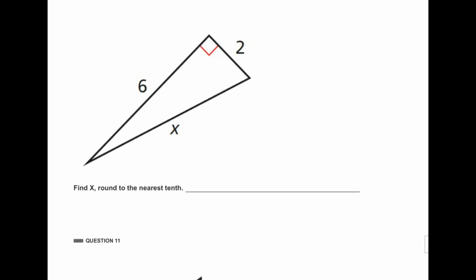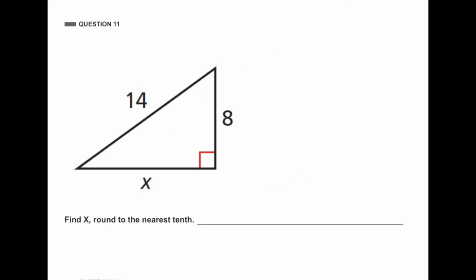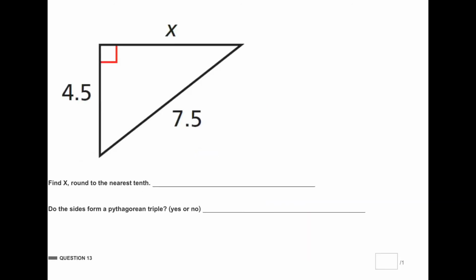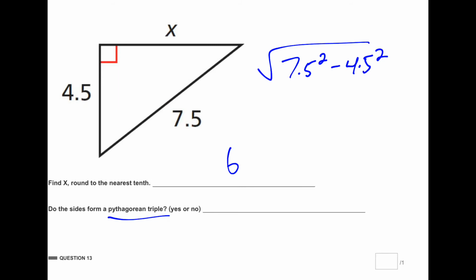The Pythagorean theorem problems look like this. I take the square root of 2 squared plus 6 squared in a calculator. And if I round this to the nearest tenth, I get 6.3. Number 11 looks a little different because they give me the hypotenuse this time. I can write my answer as the square root of 14 squared minus 8 squared. And if I round this to the nearest tenth, I get 11.5. For this next one, I take the square root of 7.5 squared minus 4.5 squared, and I get a whole number, 6.